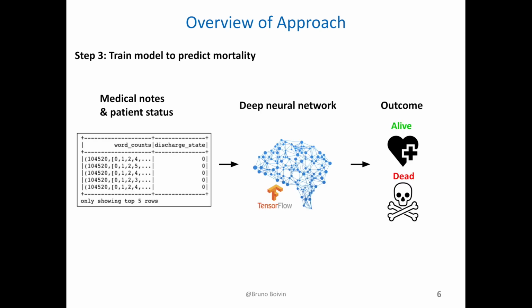The last step in this 3-step approach is to train a model to predict mortality. So we first combine the numeric representations of the medical notes with the discharge status of the patient being a binary status, either 0 or 1. We construct and train a deep neural network using TensorFlow. In this case, the network consisted of a few layers that I will show when I get to showing the Jupyter notebook. And then we use that network to essentially predict whether the patient died during hospitalization or not.